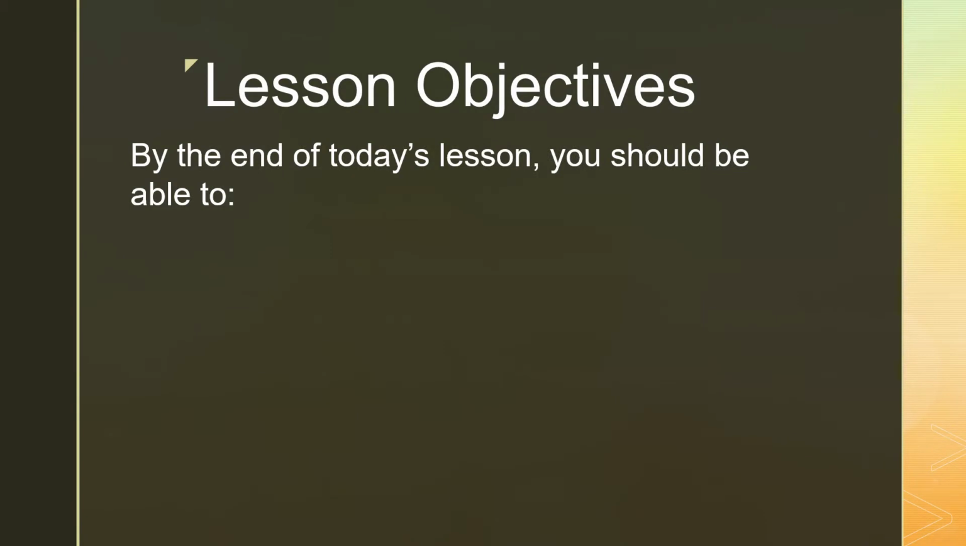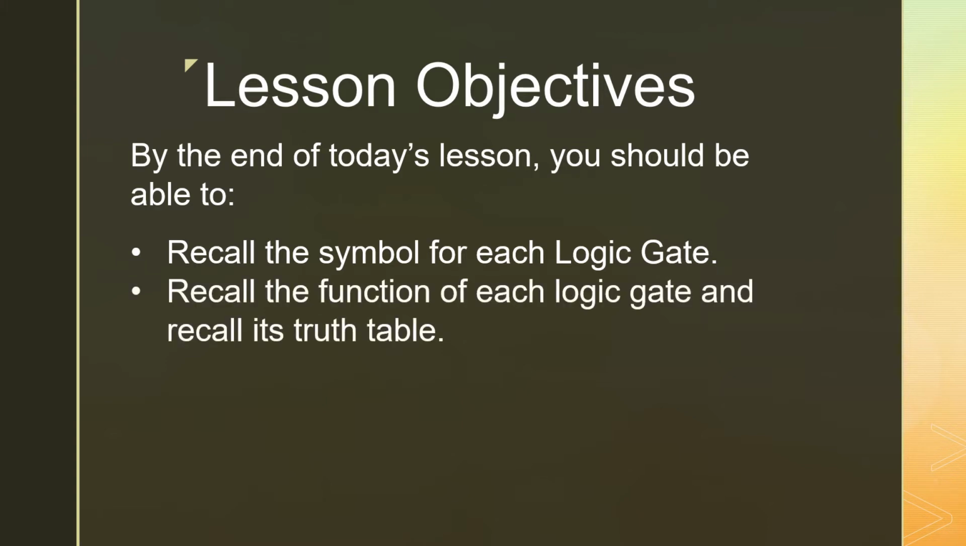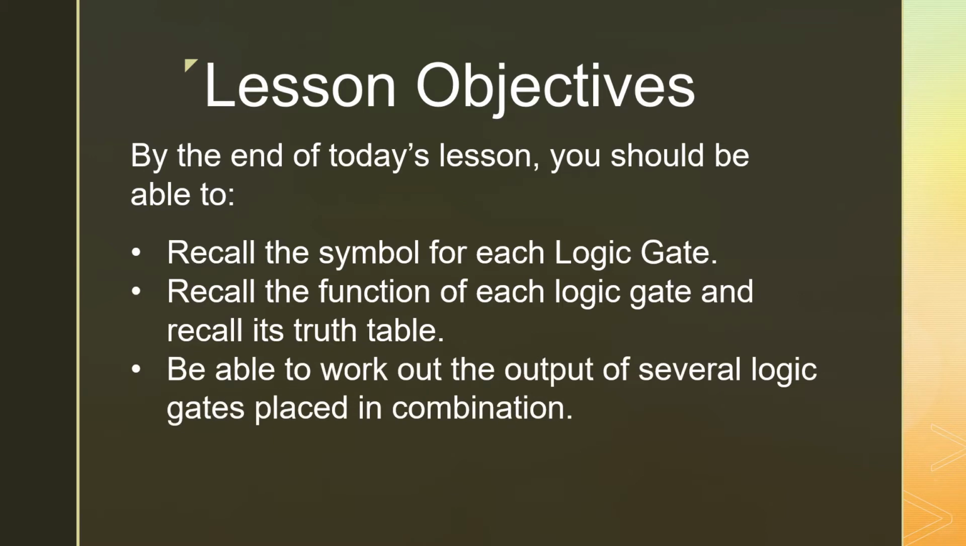By the end of today's lesson, you should be able to recall the symbols for each of the logic gates. You should be able to recall the function of each logic gate and recall its truth table. And you should be able to work out the output of several logic gates placed in combination. So it's this last point here which is going to be new to you.